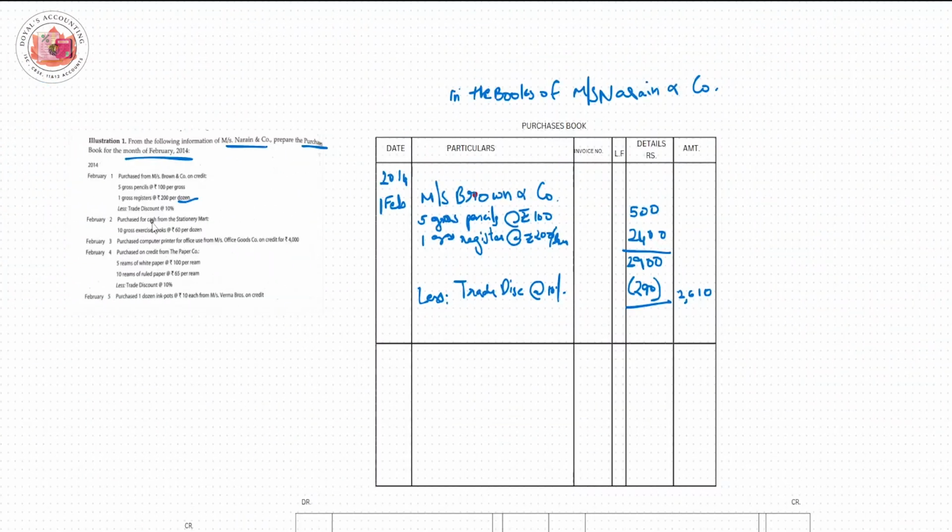Now on 2nd February, we have purchased for cash from Stationery Mart 10 gross exercise books at rupees 60 per dozen. Now since this has been purchased for cash, I will record this in my cash book and not in my purchases book. Now let's see the next transaction.